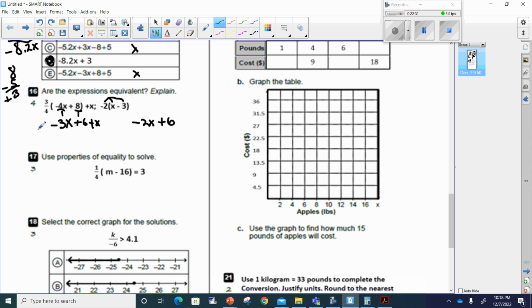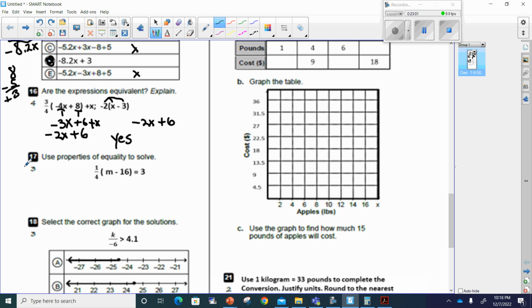Well, over here, I know I got negative 3x plus x. That is, when my signs are different, I find the difference, which means I take the big number minus the small number. That's going to give me a 2x. And I keep the sign of the big number, negative 2x. And then I have plus 6. And so is negative 2x plus 6 equal to negative 2x plus 6? Absolutely, yes. My explanation is my work.